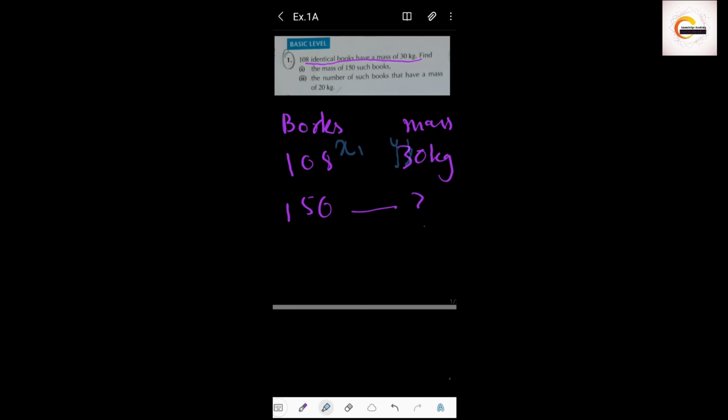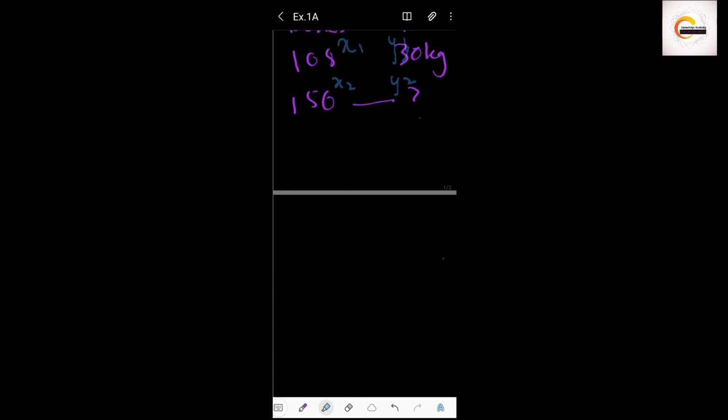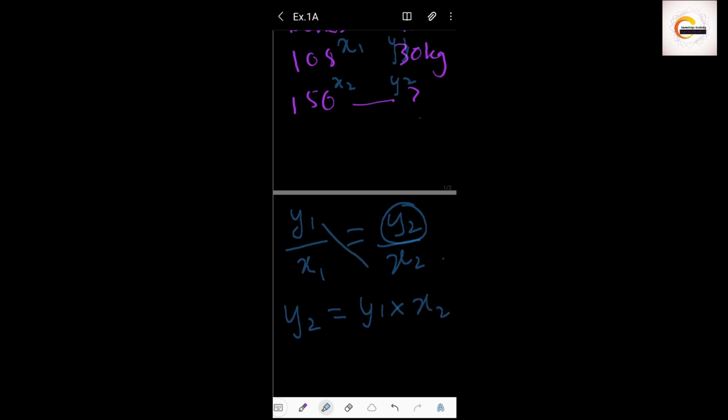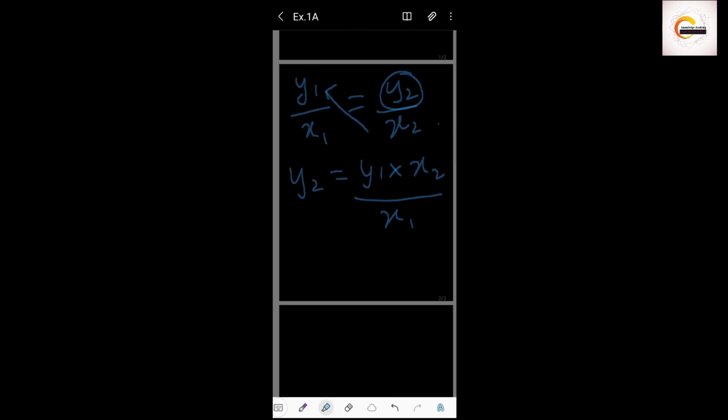So let x1 be 108, y1 be 30 kg, x2 be 150 and y2 be the unknown value. We already know the formula: y1 upon x1 is equals to y2 upon x2. Keeping y2 on the one side, cross multiply, y2 is y1 into x2 upon x1. Now putting the values, 30 multiplied by 150 upon 108.